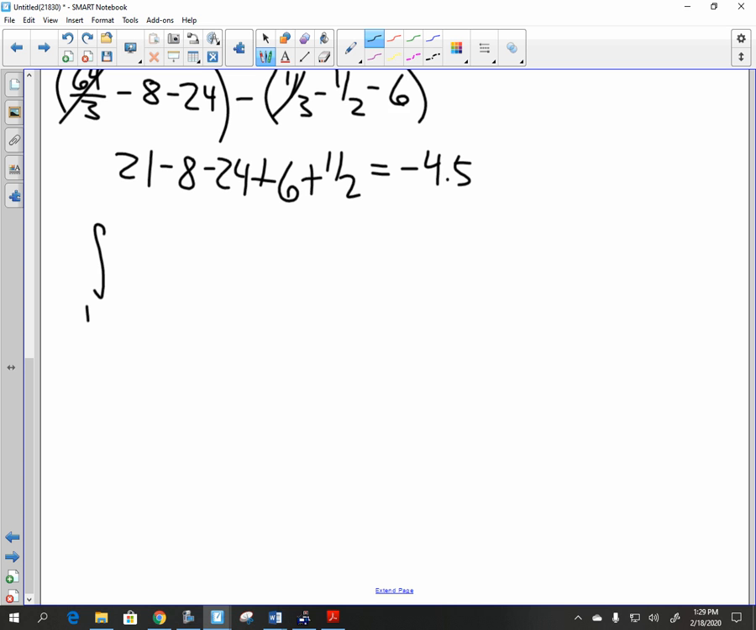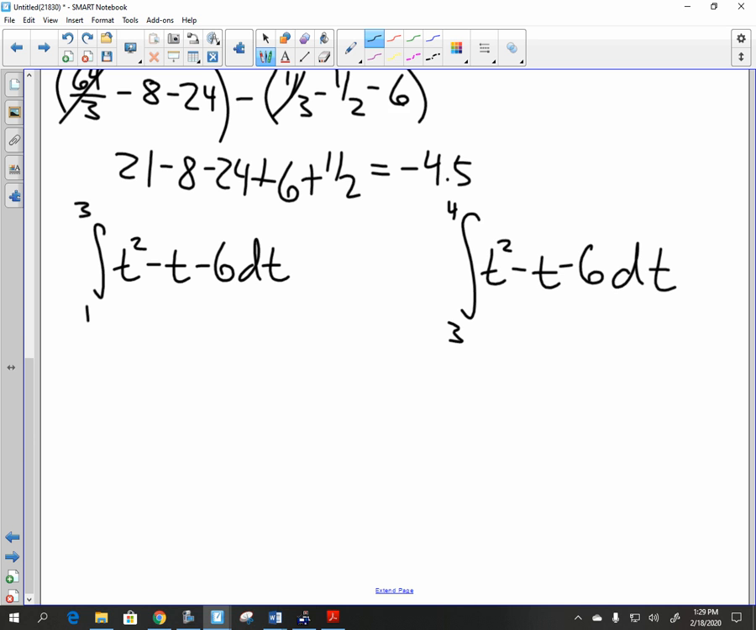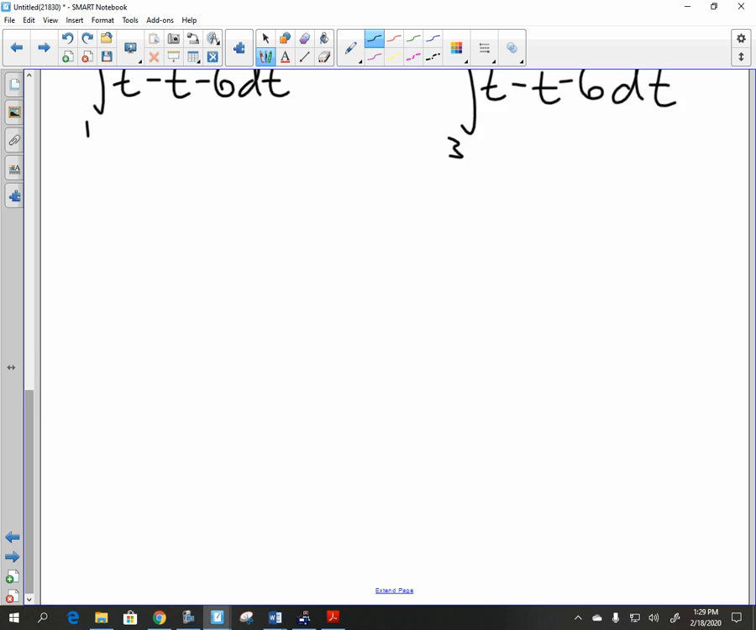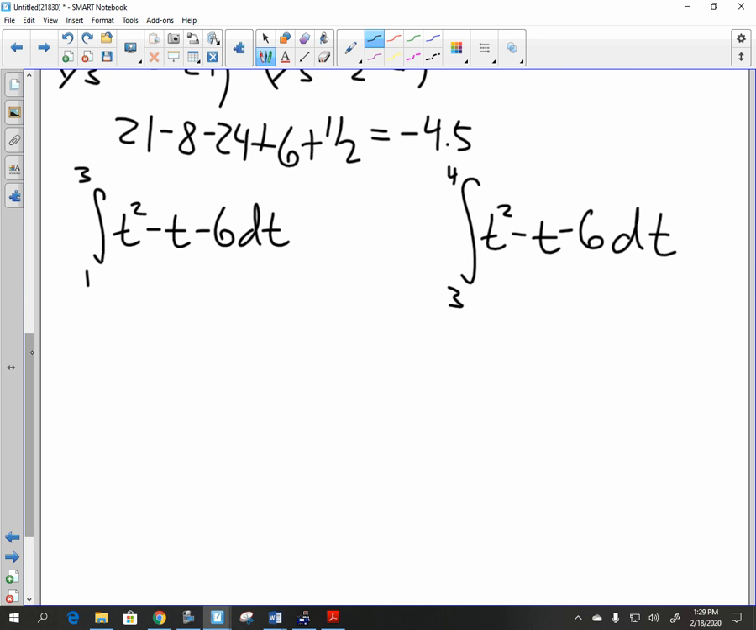The integral from 1 to, when does it change direction? At time 3. t squared minus t minus 6 dt. And then we have an integral from 3 to what? 4 of t squared minus t minus 6 dt. Is the first integral going to be positive or negative? Negative because it's below the x-axis. We'll make that positive, and we'll add it to that positive area there.